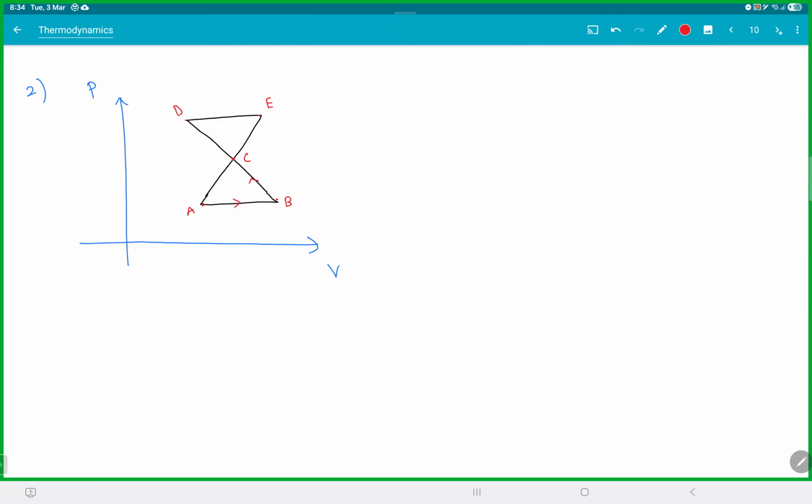A to B, B to C, C to D, D to E, E to C, and like this. This is V naught, this is 3V naught, the center is 2V naught. Along the pressure axis, P naught, 2P naught, and 3P naught. So this is your PV graph. Find the work done in the process A, B, C, A, and find the work done in the process A, B, C, D, E, C, and back to A. Get them both.